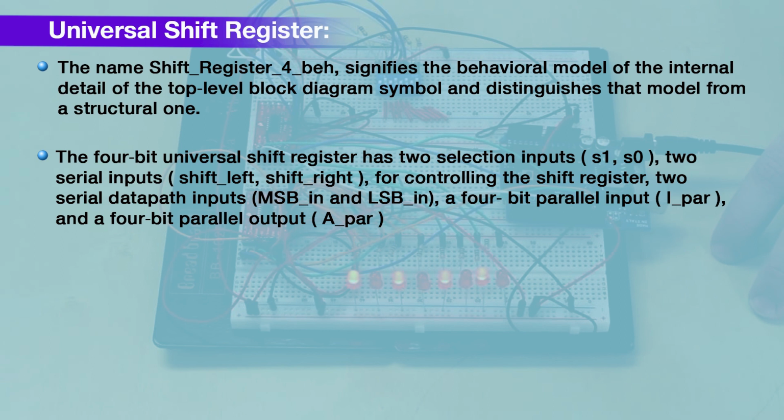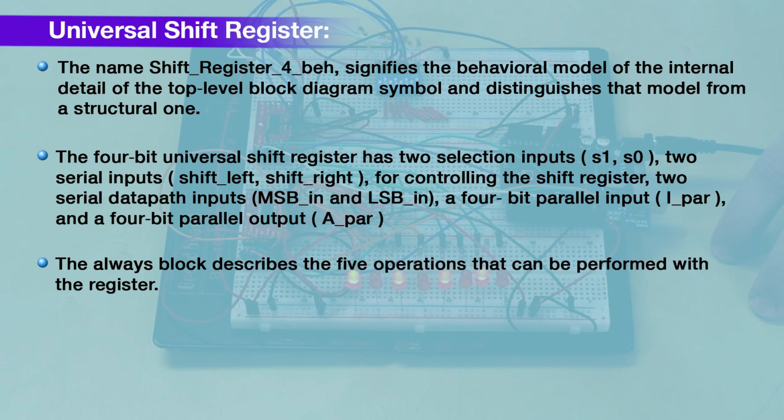For controlling the shift register, there are 2 serial data path inputs, MSB in and LSB in, a 4-bit parallel input, I parallel, and a 4-bit parallel output, that is A parallel. The always block describes the 5 operations that can be performed with the register.